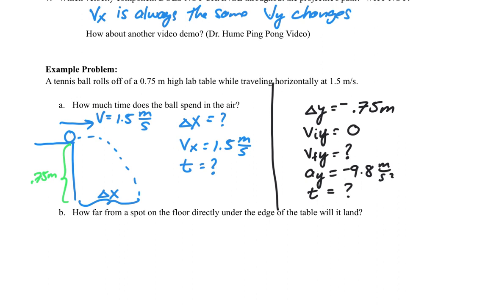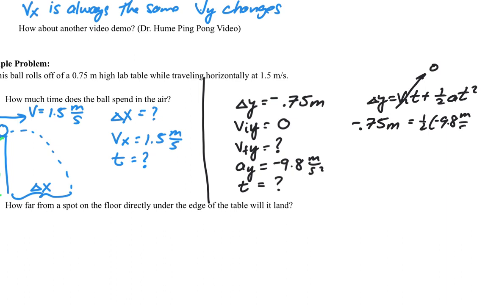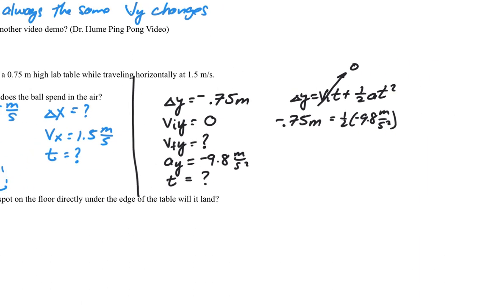Well, remember, if I know any 3 variables, I can find the other 2. So I'm going to stick to the y side because I know the most about what's going on in the y side. And I'm going to go ahead and write my equation. I think I'm going to use the position equation, if you remember that. Delta y is v initial t plus 1/2 at squared. I know my initial velocity is 0. So now I can plug in my other knowns. 0.75 meters equals 1/2 times negative 9.8 meters per second squared times time squared.